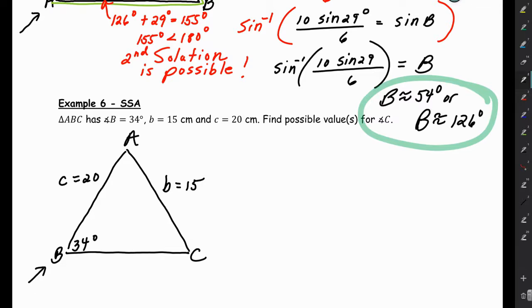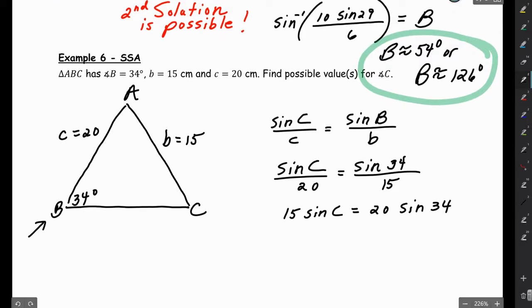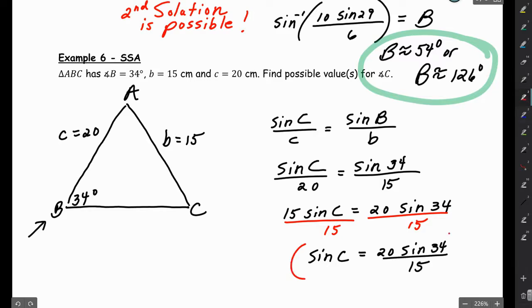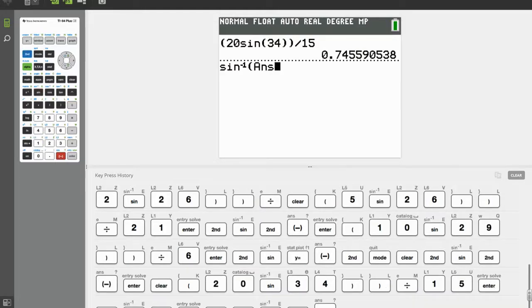All right, now we're going to write out the law of sines. We're going to fill it in, use our substitution. Cross multiply. Okay, divide by 15. We get sine C equals 20 sine 34 over 15. To undo sine, we have to take the inverse sine of both sides. So on the left, we have C, and on the right, we have the inverse sine of 20 sine 34 over 15. Do that in our calculator. And do the inverse sine of that answer. And I get approximately 48 degrees.